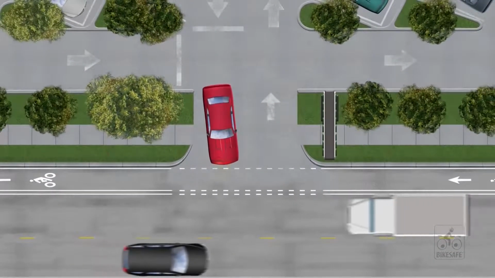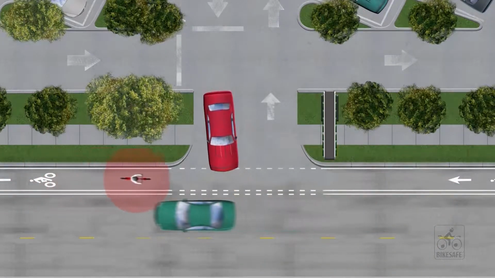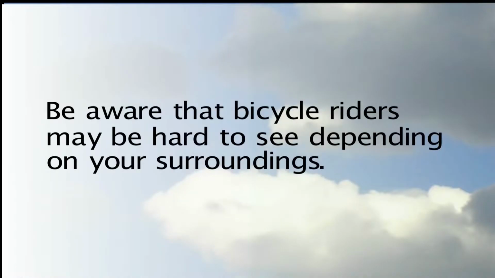Remember, look both directions and at all driveways and intersections to avoid a crash. Slow down, use your turn signal, and watch for riders. Give yourself time to ensure we all arrive safely. The most important takeaways are: always look both directions when turning, and then take the time to look again. Slow down when approaching bicycle riders or turning. Be aware that bicycle riders may be hard to see depending on your surroundings.